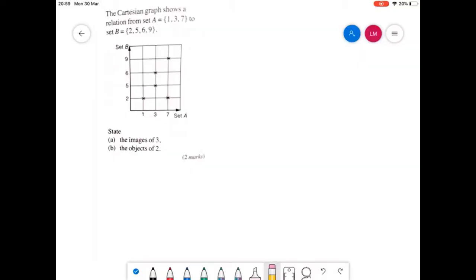Alright, so for this question, let's have a look. The image of 3, that means 3 is our object. So the image of 3, we have 5 and 6. So for part A, the answer is 5 and 6.